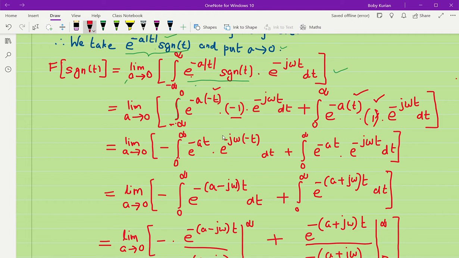So in these two parts, the value of e power minus a mod t and the value of sgn of t are different. That is the change that happens here. So limit a tends to 0, the minus is taken outside, minus 0 to infinity e power minus a. Here we are making one more change. For minus infinity to 0, that is negative values of t, we change it to 0 to infinity, and the value of t has to be put as minus t. The value of t is minus t.